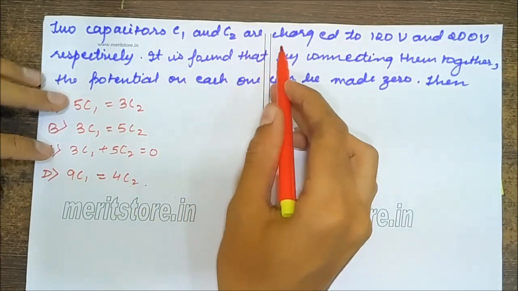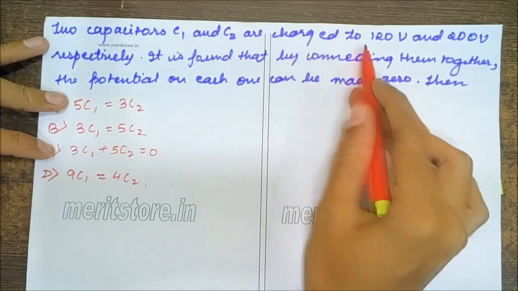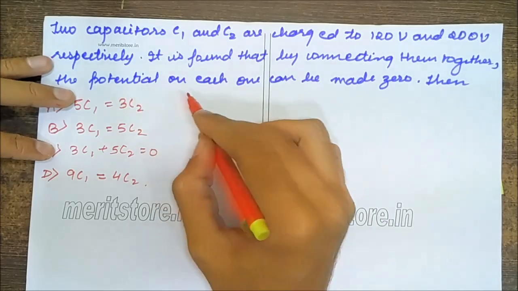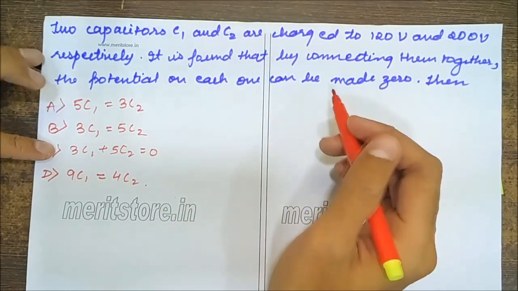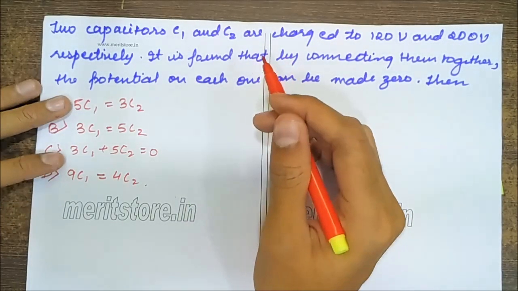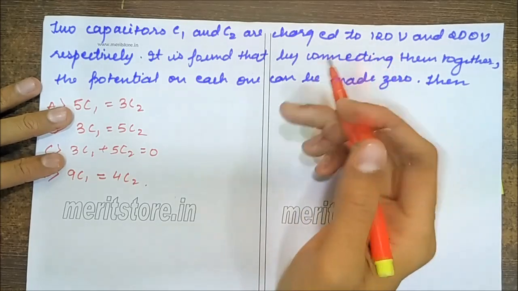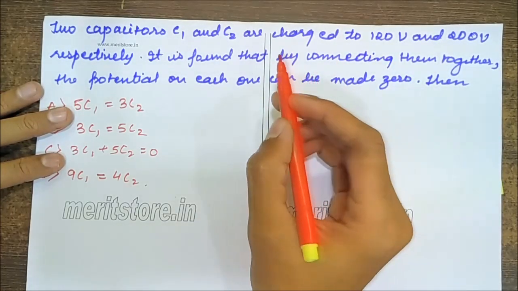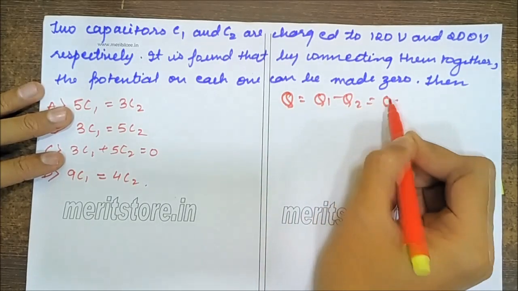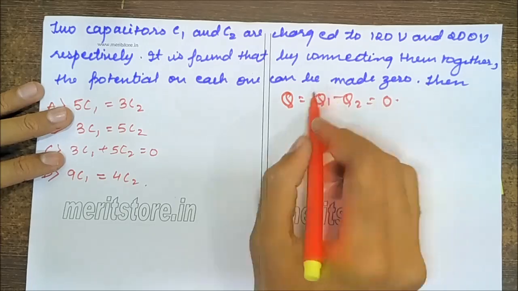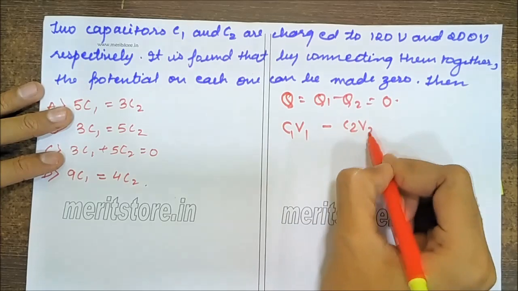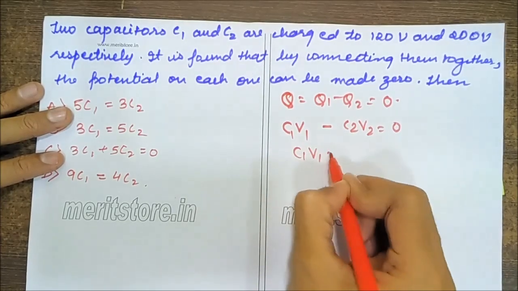The two capacitors C1 and C2 are charged to 120 volts and 200 volts respectively. It is found that by connecting them together, the potential on each one of them can be made 0. Then what is the ratio of those two? Firstly, in order to make the potential 0, the net charge on the two capacitors must be 0. That means the capacitors must be connected such that the total charge Q1 minus Q2 equals 0. Now the charge Q is nothing but C into V. So C1 V1 minus C2 V2 equals 0. Again we have C1 V1 equals C2 V2.